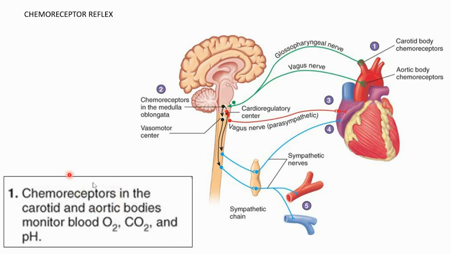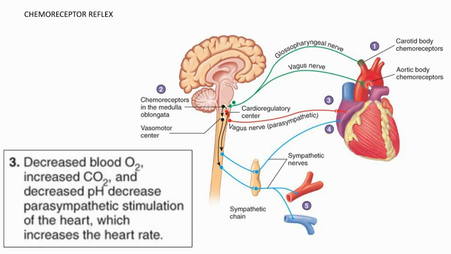I know this looks like the same picture we had for baroreceptors, but look close, it's not. So number one, what's happening right here? You have chemoreceptors in the carotid and aortic bodies. I know, same place that we had the baroreceptors, and they're monitoring oxygen, carbon dioxide, and pH. Honestly, more carbon dioxide and pH, right? And that information is going to pass by way of the vagus nerve, cranial nerve number 10, and cranial nerve number 9, the glossopharyngeal nerve, to the cardioregulatory center. The chemoreceptors in the medulla oblongata are going to pick up that information that is brought in.